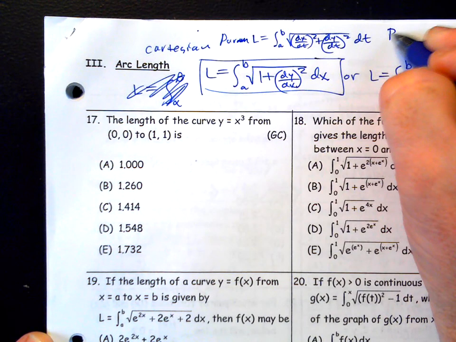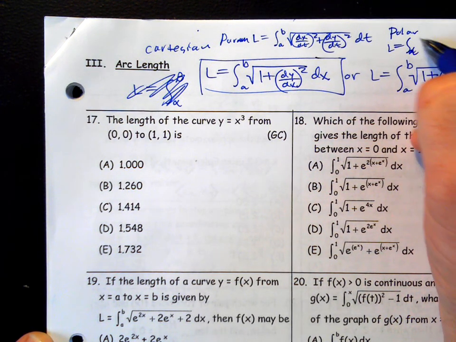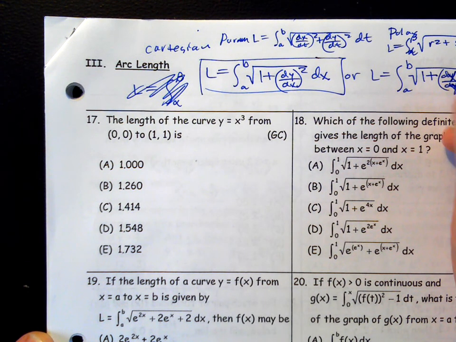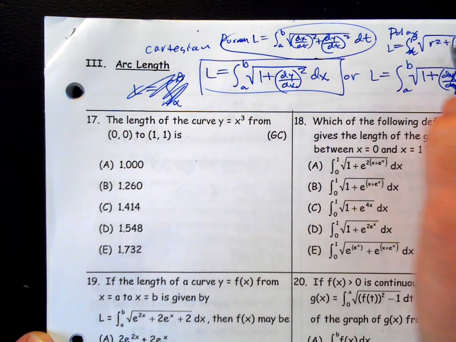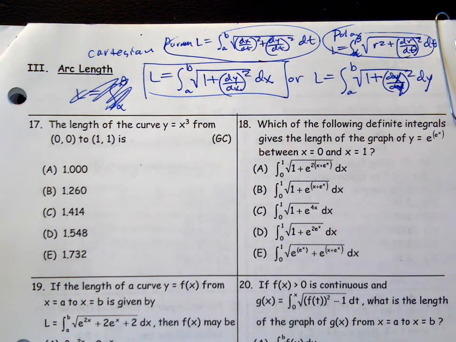For polar, it was the integral from alpha to beta of the square root of r squared plus dr d theta squared, with respect to theta. So these are all three of the different length formulas, and they're all very similar to each other, and I use that to help me, but then you've got to remember the differences.